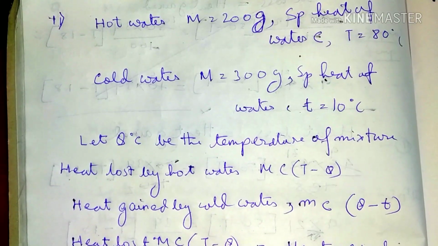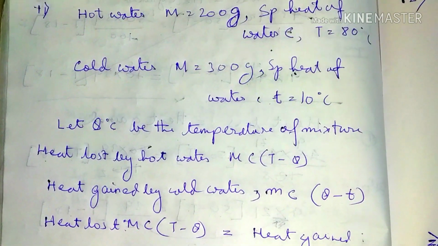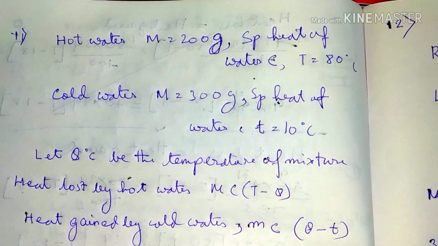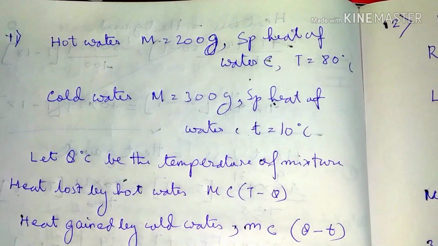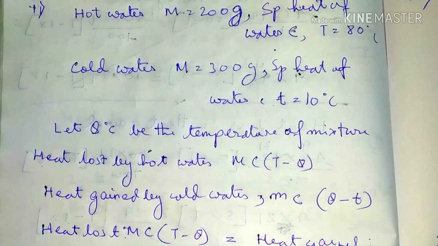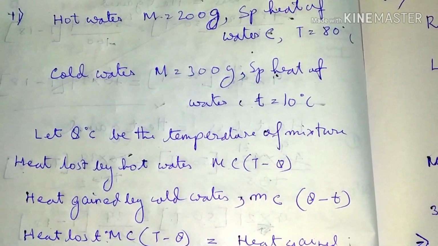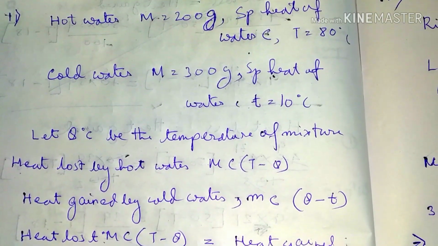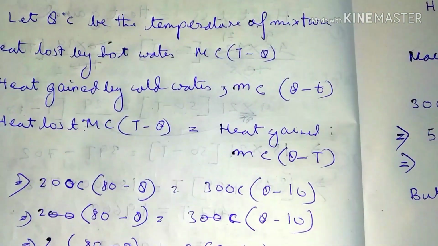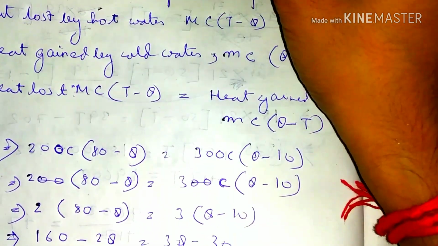Now let us proceed with sum number 11. Hot water mass is given, that is 200 gram. Specific heat capacity of water we have taken as c. T is equal to 80 degrees Celsius. Cold water, mass m is 300 grams. Specific heat capacity of water, we have taken c here also. The size might create a problem with a small letter and a capital letter.